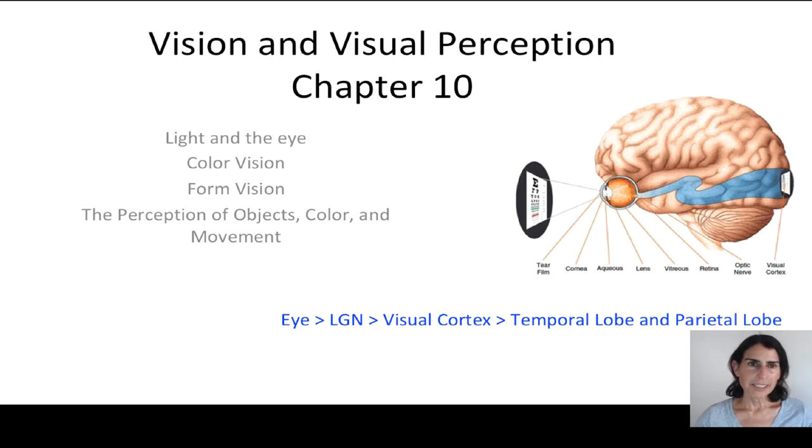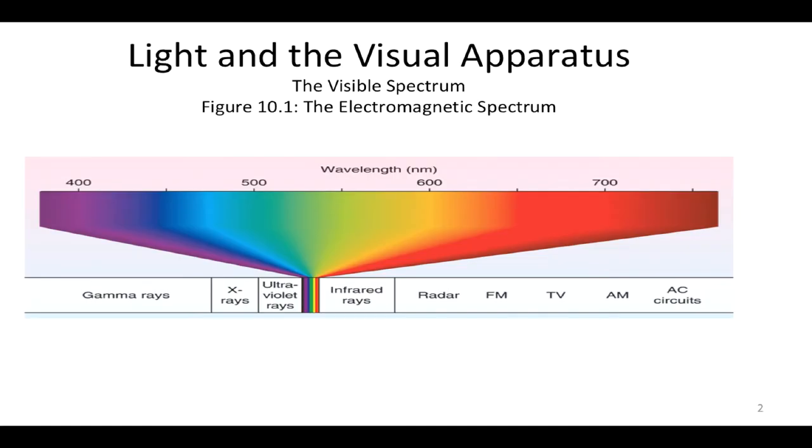In Chapter 10, we're going to look at vision and how we perceive vision. And we'll deal with these topics here. We'll start off right now with what light is and how the eye works.